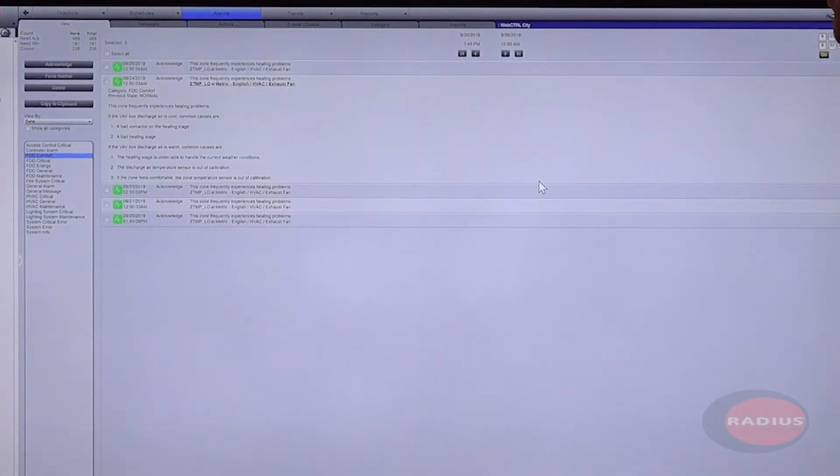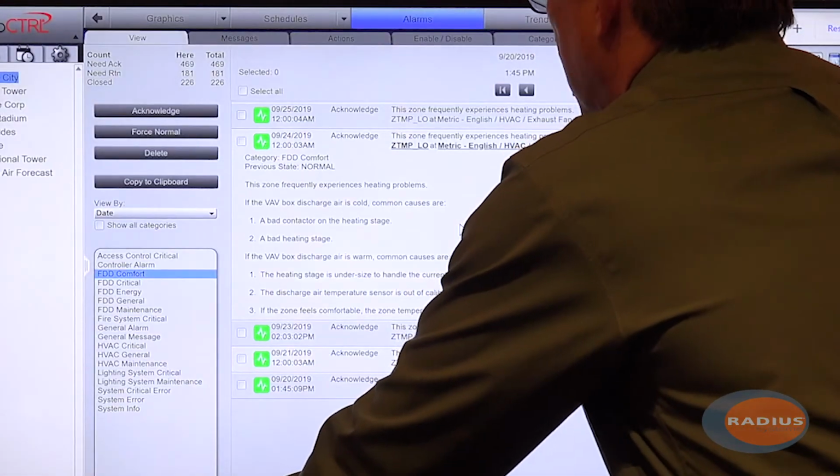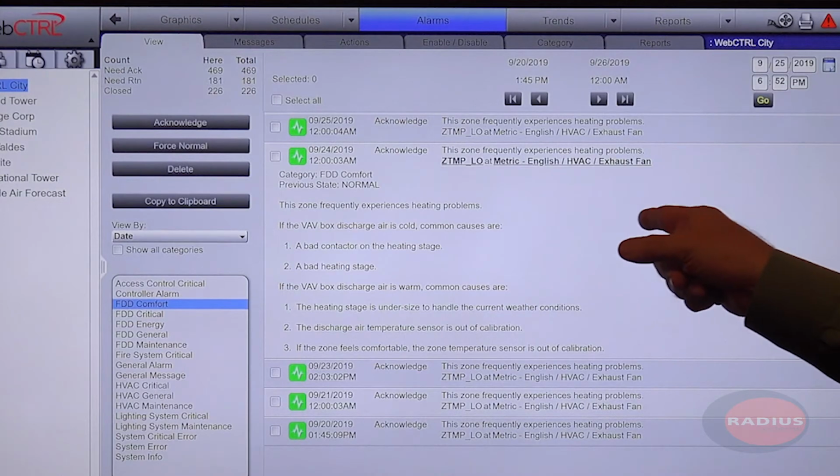So fault detection and diagnostics, rather than just alarming, sending you an alarm, gives you information about what might be going wrong and what the common fixes are. Don't tell me this is broken. Don't come to me with a problem, come to me with a solution. We've all heard that, right? This is a system coming to you with a solution.